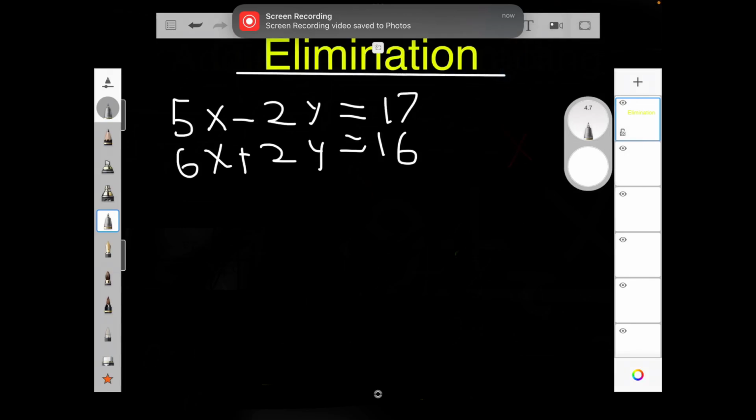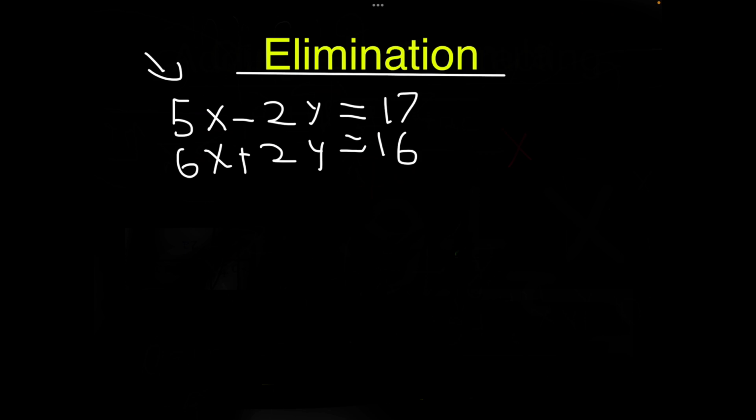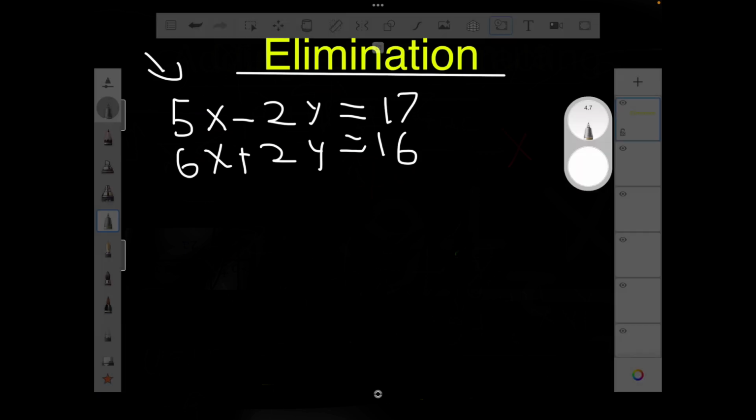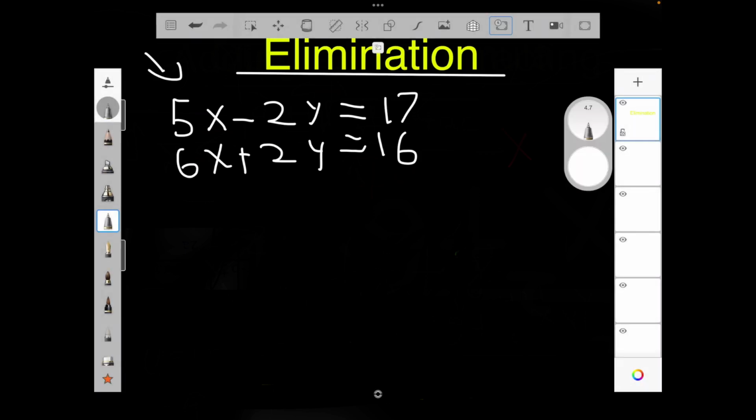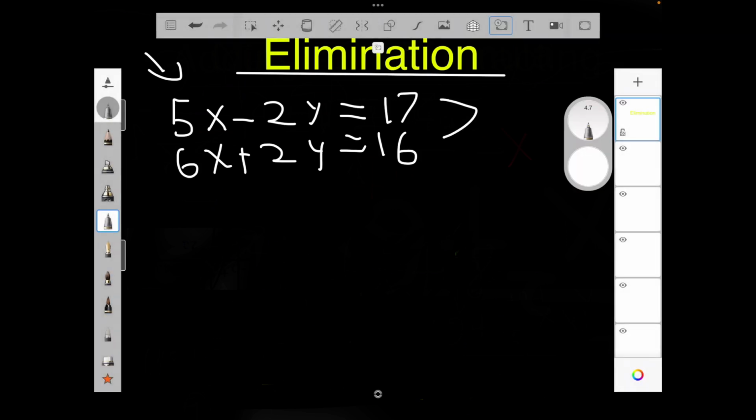Today we're going to learn how to use elimination and substitution. We use these two methods when we're dealing with two variables. So in this equation right here, we see there's an x variable and a y variable. So this is a system in which there are two equations. So we're going to have to find the value of the x and y.